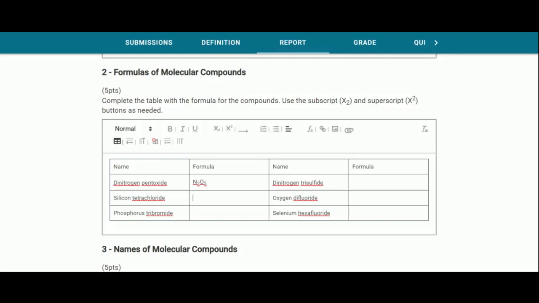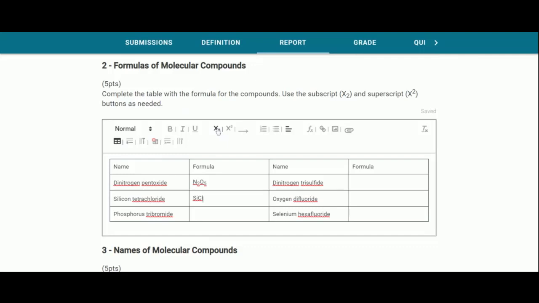So silicon tetrachloride is going to be silicon, Si-Cl, subscript 4. Silicon tetrachloride. Dinitrogen trisulfide. Dinitrogen means 2 nitrogens, N subscript 2. Trisulfide means 3 sulfurs, S subscript 3. Yeah, you're done. Pretty easy.